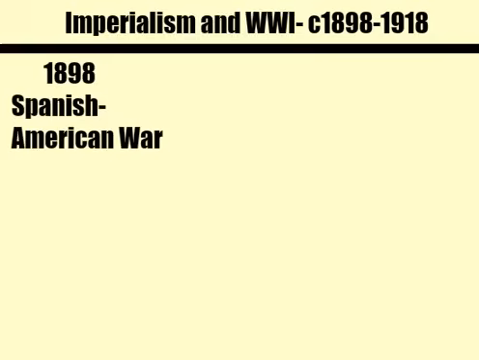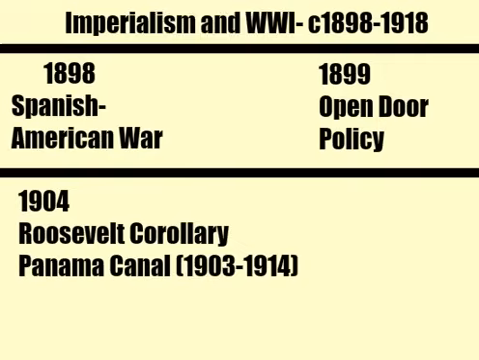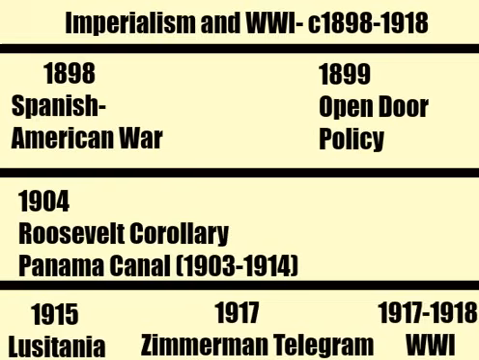It begins in 1898 with the Spanish-American War. Also, you have the 1899 Open Door Policy, 1904 Roosevelt Corollary to the Monroe Doctrine, and ultimately, from 1917 to 1918, the United States is involved in World War I. However, the American Senate never does ratify the Treaty of Versailles.